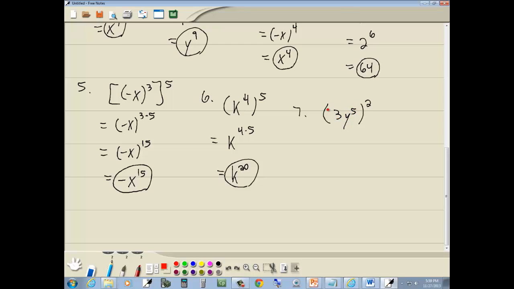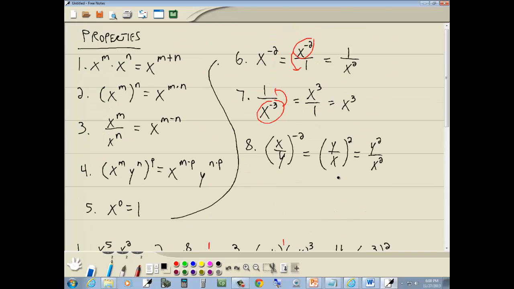But if everything inside of your parentheses is either multiplication or division, and you're raising it to a power, then you can take everything to that power. So we can take the 3 to the second power, and we can take the y to the 5th to the second power. So that's going to give us 3 to the second power, and y to the 5th to the second power. Well, 3 squared is 9. And remember, when you raise one exponent to another exponent, you multiply them together. 5 times 2 is 10. So we got y to the 10th. So our answer is 9y to the 10th.